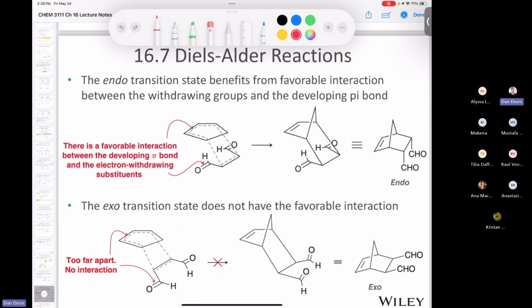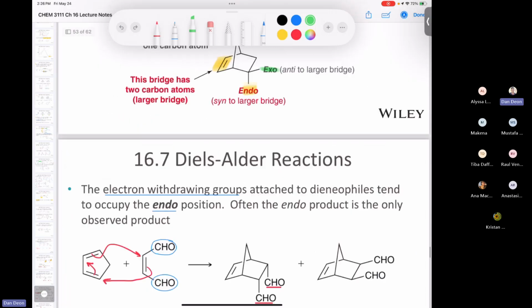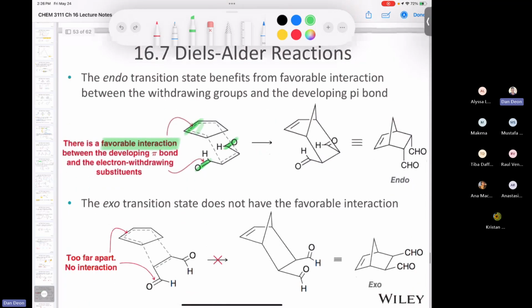When you go through the endo transition state, you see how the pi bonds from the carbonyls are pointing towards where the pi bond was in your diene. What that does is, it says here, it causes a favorable interaction between the developing pi bond, that's the one that I have the green line here, and the electron withdrawing substituents. So you have some kind of favorable interaction here and here when you form the endo product.